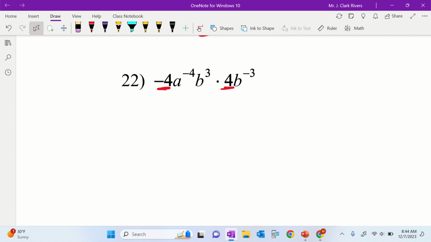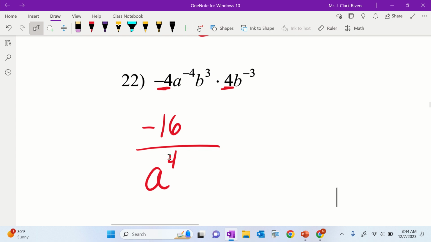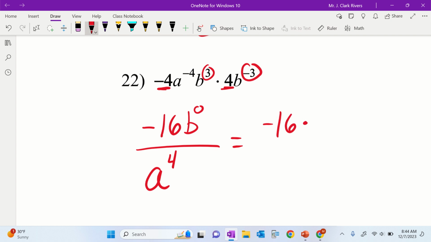Okay, let's take a look at this one. Negative 4 and 4, I can multiply that. Negative 4 times 4 is negative 16. A to the power of negative 4, there's no other a, so I'm just going to move that down to the denominator, and that negative 4 changes to a positive 4. So again, when you move the exponent to the other side of the fraction, the exponent is going to change signs. B to the power of 3 times b to the power of negative 3. That's b to the power of what's 3 plus negative 3. 3 plus negative 3 is 0. So we end up with negative 16 multiplied by anything to the power of 0 is 1 over a to the 4th.